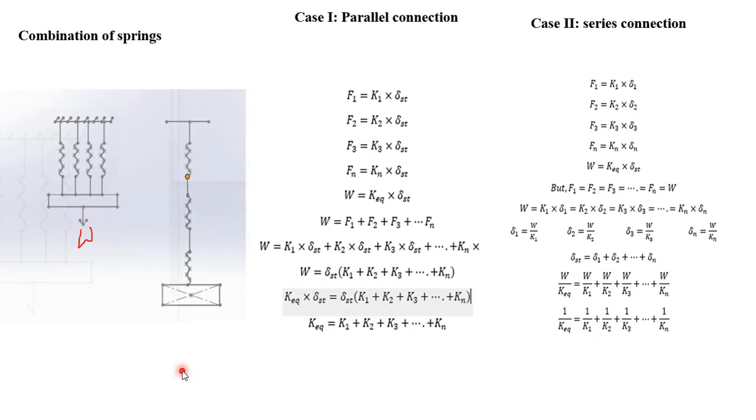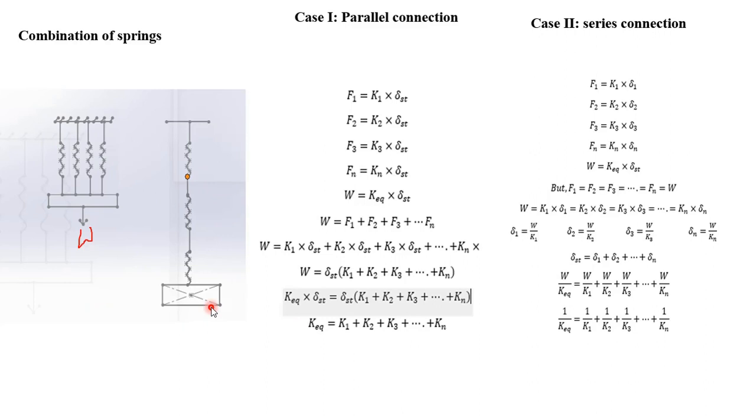Hello guys, now we are going to talk about the combination of springs. There are two cases when a number of springs are connected to each other. These are when springs are connected in parallel and when springs are connected in series. Now let us see when springs are connected in parallel.